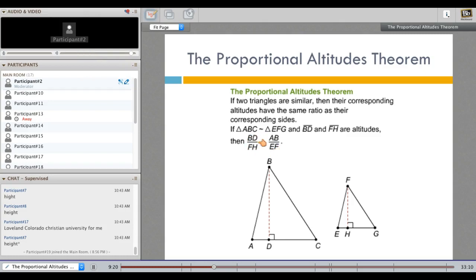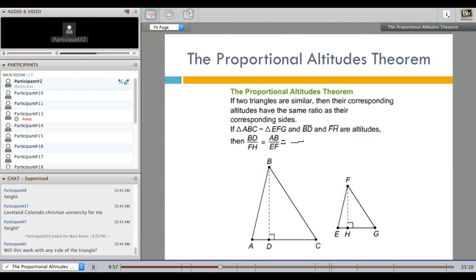So the first fraction is just the altitudes. So we have BD, the height or the altitude of that triangle, over FH, which is the height of that triangle. It's equal to AB over EF. Okay. Now, notice here in the theorem it says their corresponding altitudes have the same ratio as their corresponding sides. So we could add another proportion here, or another, yes, exactly, Will. That's great. That's exactly the point I was trying to make.